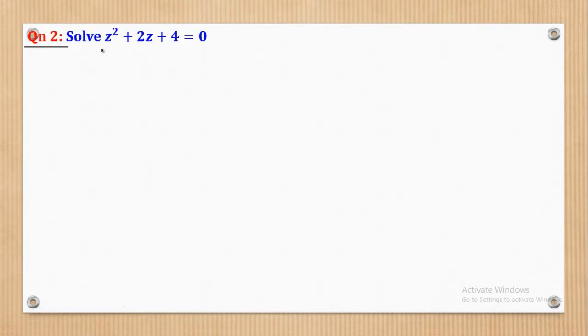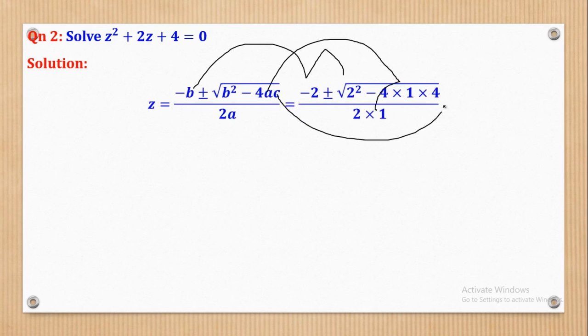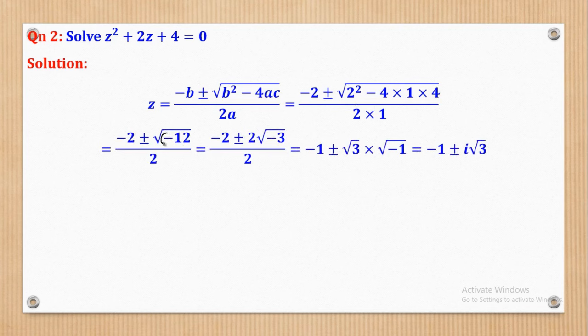Then question 2 says solve this quadratic equation. We shall go through the same procedure. We shall use the quadratic formula, or what we call the Bulldozer method. So substitute for b here and here, substitute for a here and here, and substitute for c here. Then use the calculator to simplify.